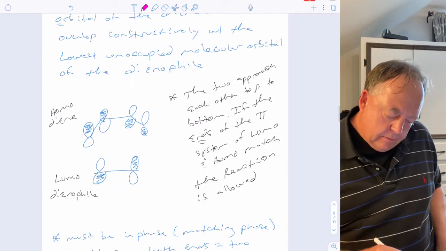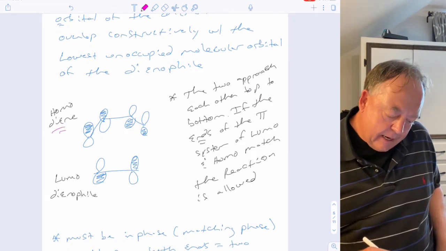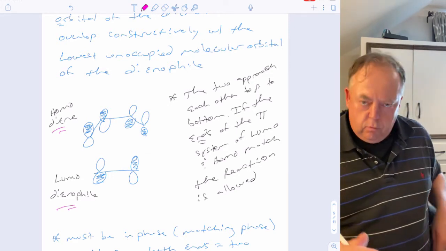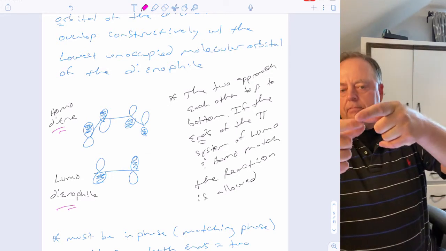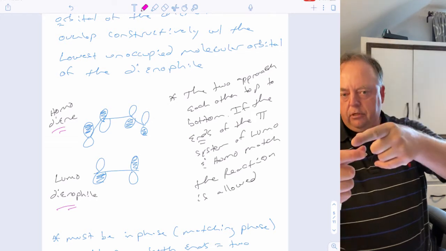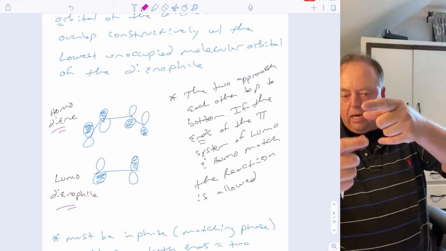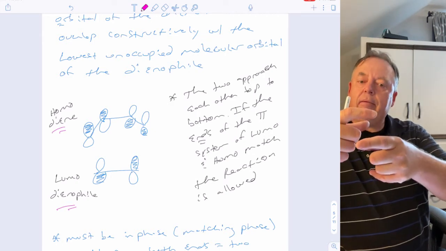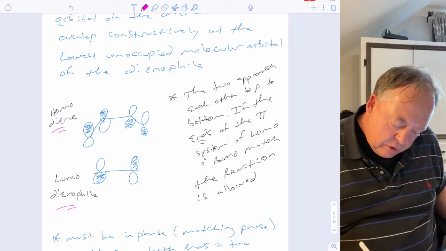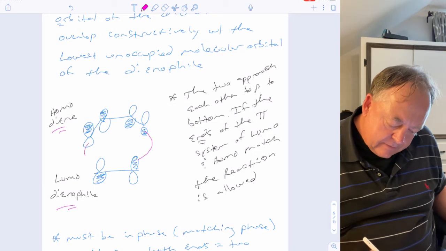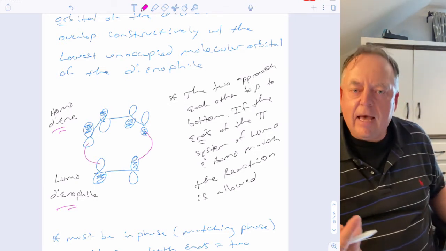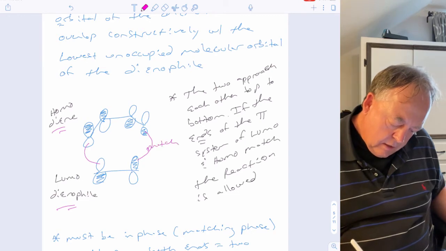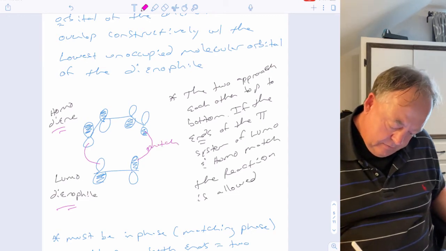So I've resketched them here. So the highest occupied molecular orbital of the diene and the lowest unoccupied of the dienophile. And when these react, they react top to bottom. So they approach each other top to bottom. Either diene on top and dienophile on bottom, or dienophile on top and diene on bottom. And then what you want to do is look at the ends of the pi system. So the ends of the pi system have to both match, meaning they're both in phase.